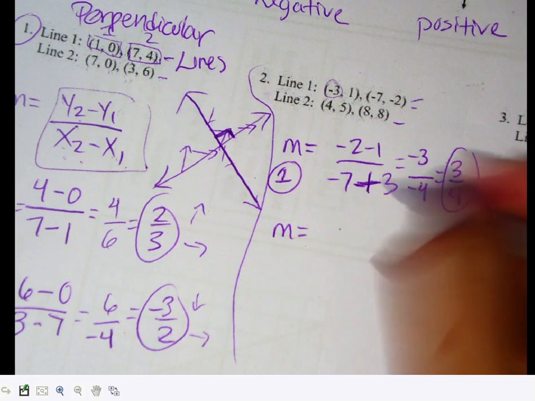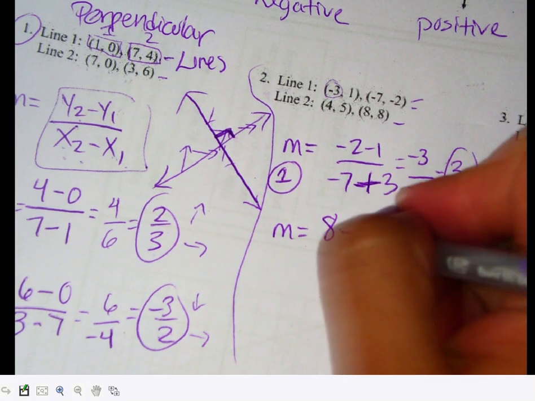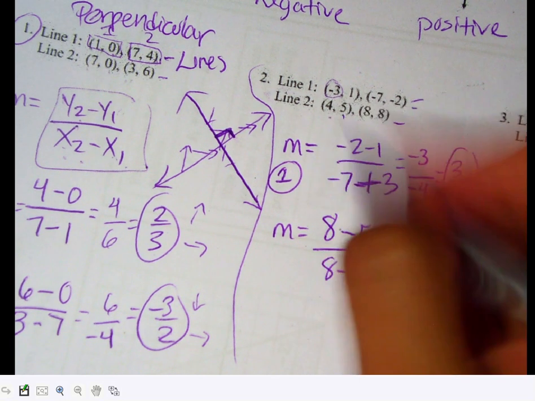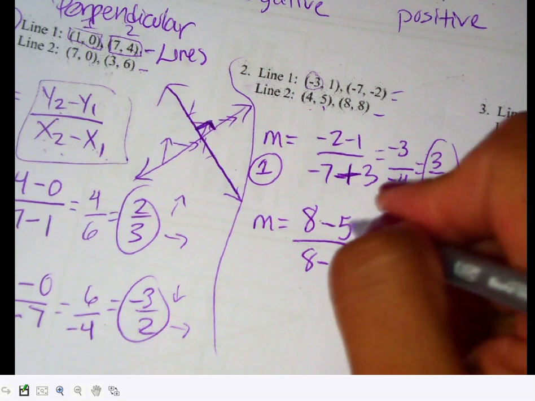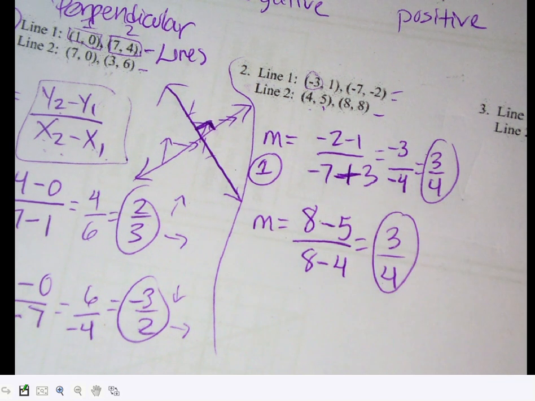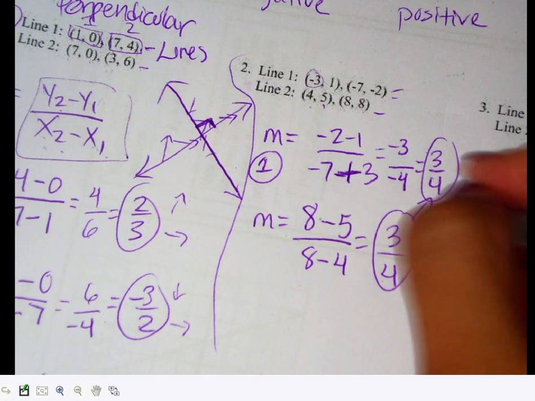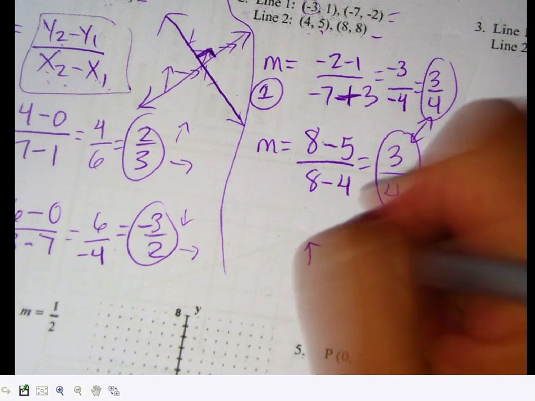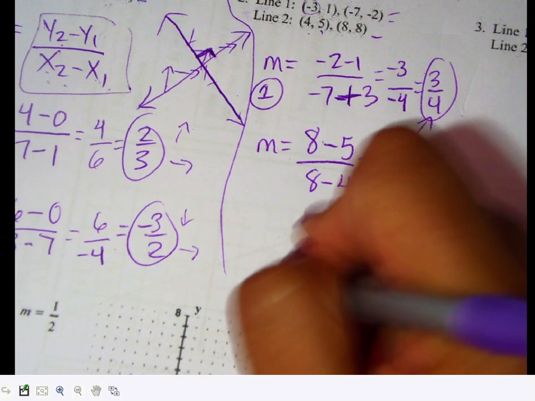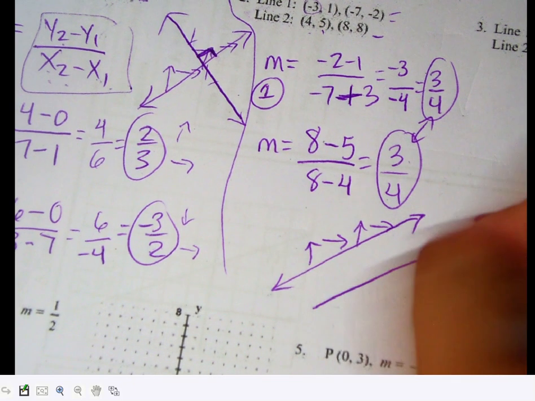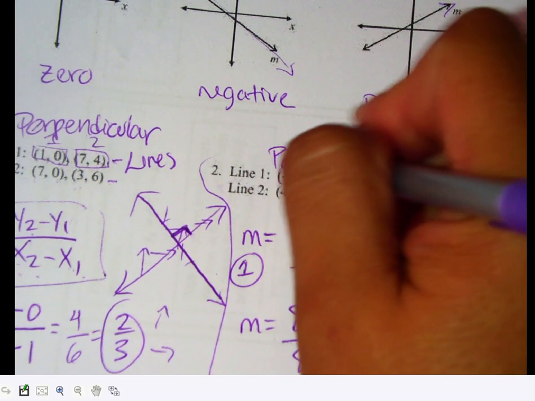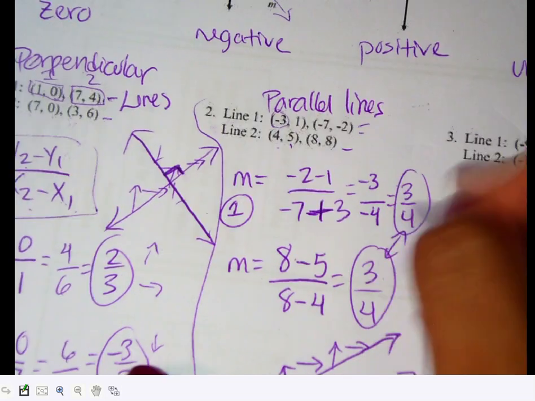Line 2 is going to be y2 minus y1 over x2 minus x1. 8 minus 5 is 3, 8 minus 4 is 4. And you notice that both of these are exactly the same. That means you're going to have a line that goes up 3 across 4, up 3 across 4, and creates that parallel line because they're both the same. So this is a set of parallel lines because they have the same slope.